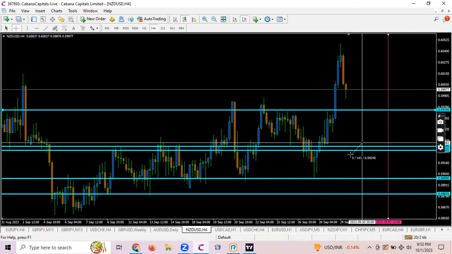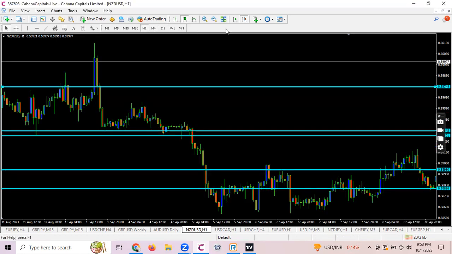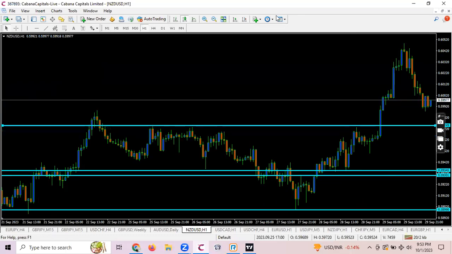You can also set your stop loss 15-20 pips below this fair value gap. You could also apply the Fibonacci tool to know where price is likely going to pull back to. You can use the Fibonacci tool.